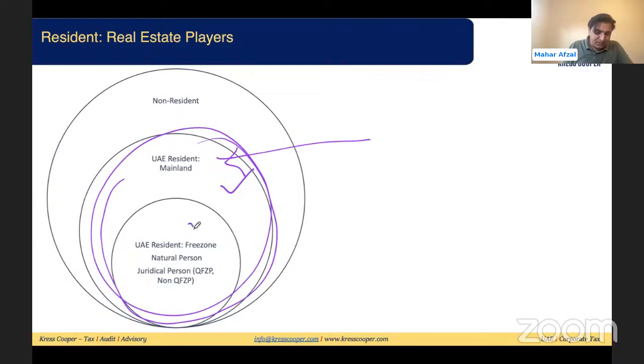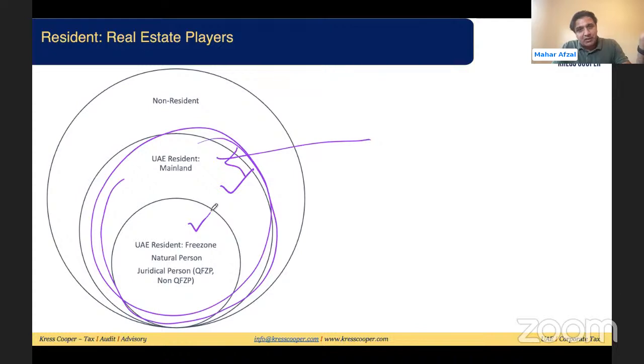This is the mainland. This is the free zone. So this resident person can be a UAE mainland resident, or it can be a free zone resident. If the taxable persons are free zone residents, then if they are juridical persons, they can become a qualifying free zone person, or they can become a non-qualifying free zone person.